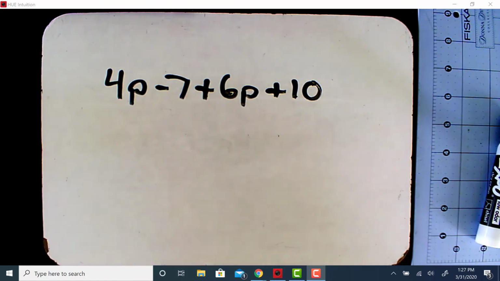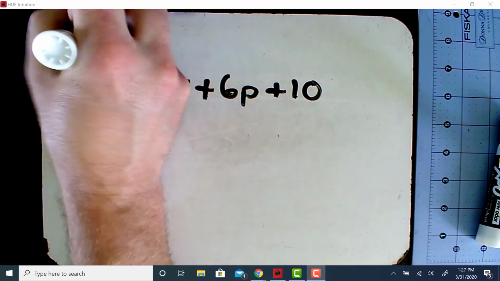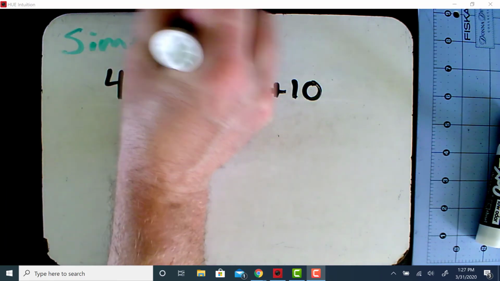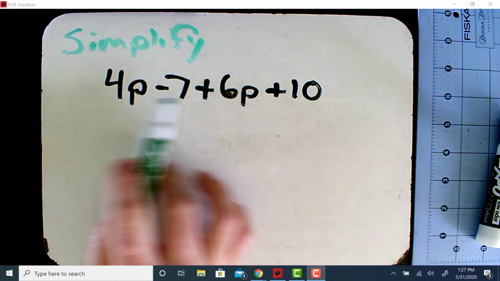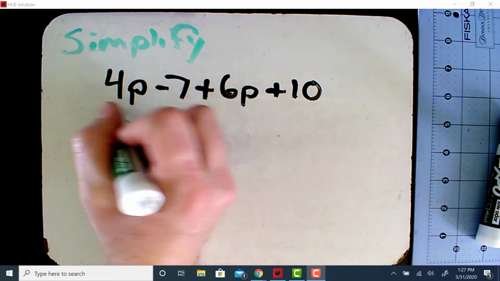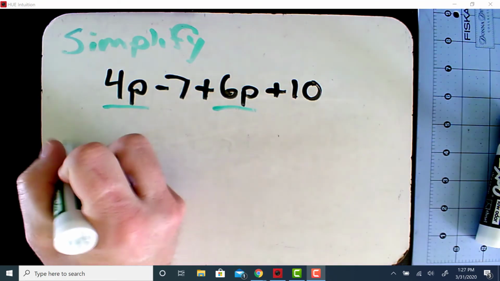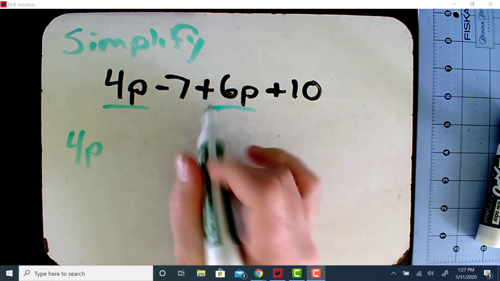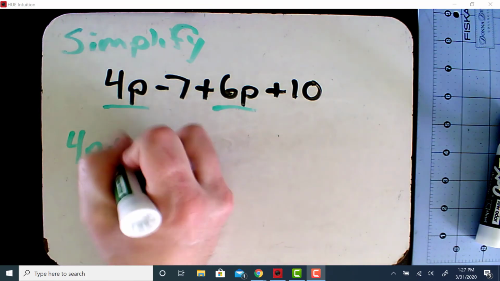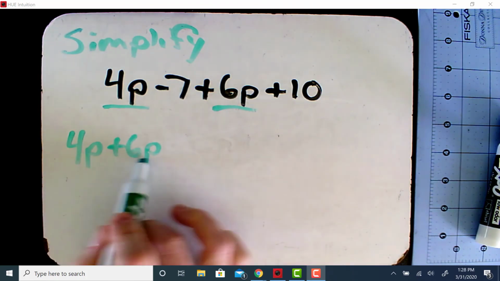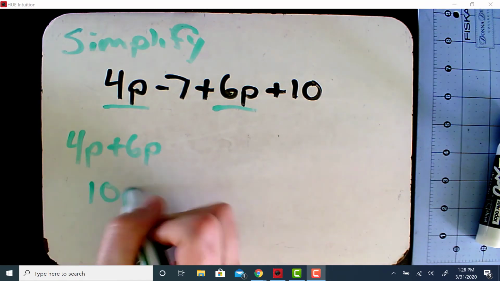Here's one more example. Let's go ahead and simplify this expression. So I'm going to start by finding my like terms. I've got a 4p and a 6p. If I'm going to combine those, I've got 4p, and that's a plus 6p. So 4p plus 6p is going to get me 10p.